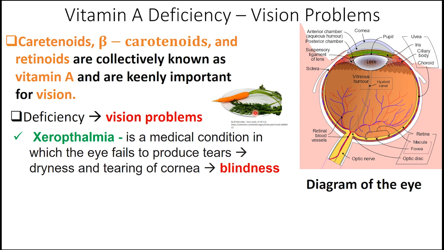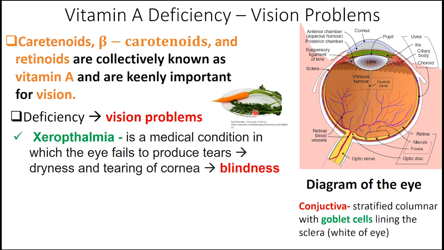So why did that produce blindness? Well, let me define one more thing. The conjunctiva, the stratified columnar epithelium with goblet-celled lining the sclera, or the white of the eye. So the sclera is actually the white of the eye, and I didn't define that here, but this is the white of the eye, right? And it's the stratified columnar layer on top of the sclera, and that's what's producing the tears, right? That's what's moisturizing your eye. The goblet cells secrete mucus. And a deficiency actually results in the failure to produce tears. We won't discuss why that is, just appreciate that that is the case.